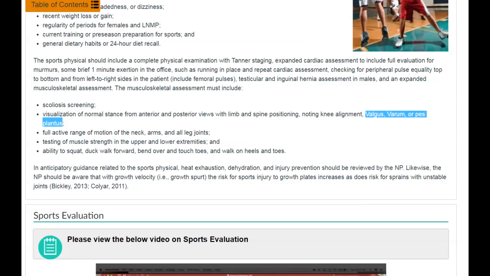In anticipatory guidance related to the sports physical, heat exhaustion, dehydration, and injury prevention should be reviewed by the NP. Likewise, the NP should be aware that with growth velocity, i.e. the growth spurt, the risk for sports injury to growth plates increases, as does risk for sprains with an unstable joint.